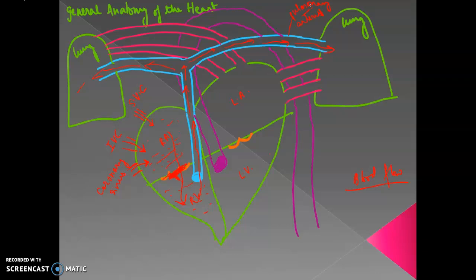Deoxygenated blood from the superior part of the body is drained into the right atrium via superior vena cava. Deoxygenated blood from the inferior part of the body is also drained into the right atrium via inferior vena cava. And deoxygenated blood from the heart itself is also drained into the right atrium via coronary sinus.